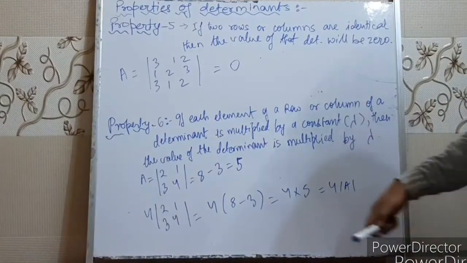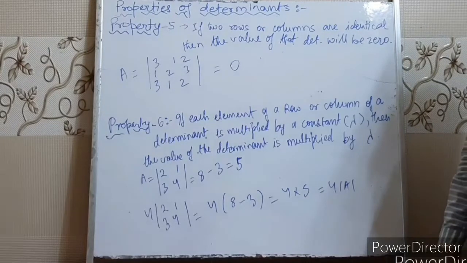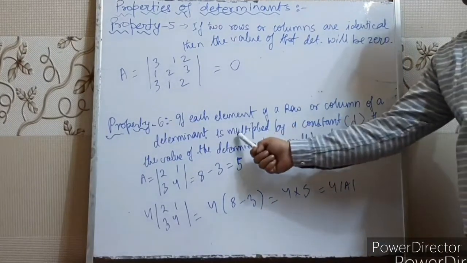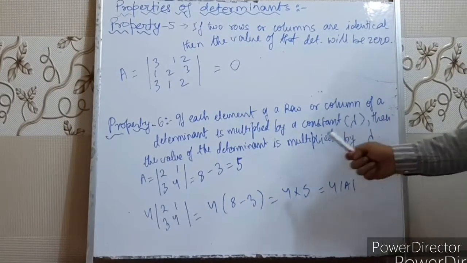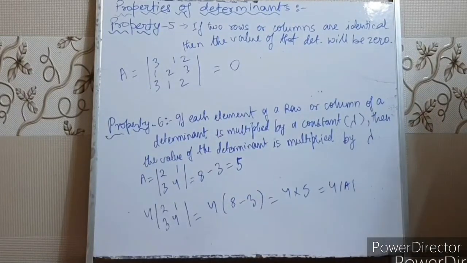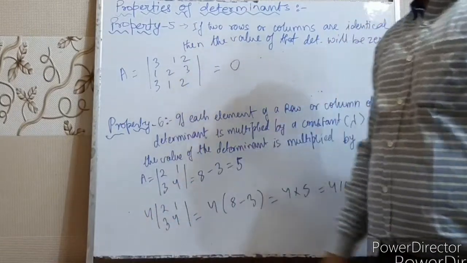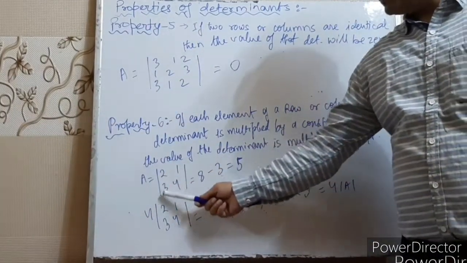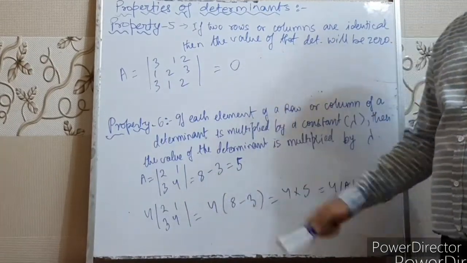Right, children? Now see property 6. Property 6 says if each element of a row or column of a determinant is multiplied by a constant, say lambda, then the value of the determinant is multiplied by the same constant. Let's see how. I've taken an example. I've taken a determinant A, which is 2, 1, 3, 4. When we expand this determinant, what will we get? 2 times 4 is 8, minus 3, we'll get 5.